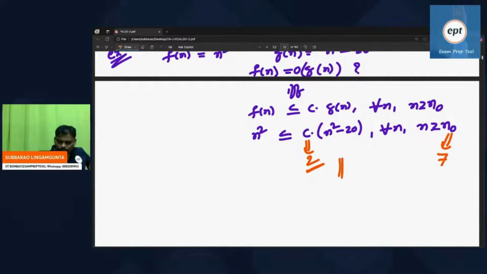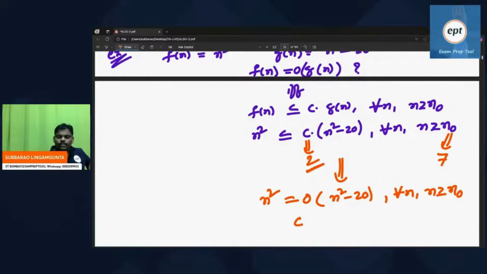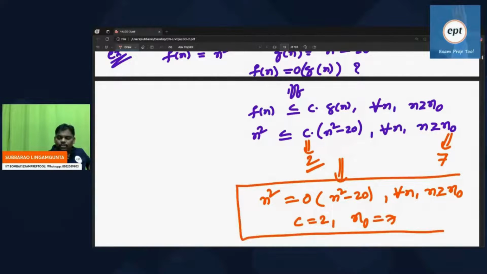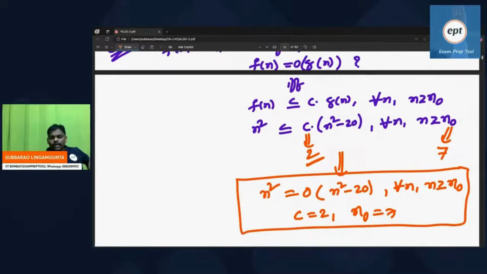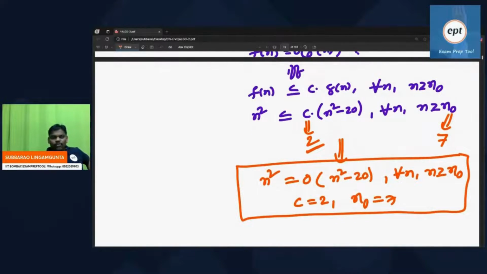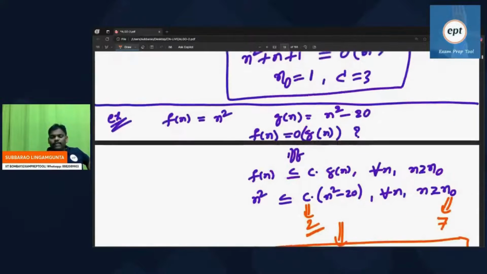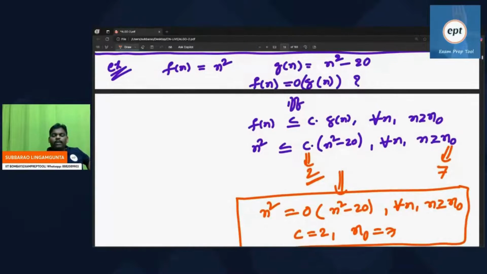Because the condition holds good, let me write it now. n square is big O of n square minus 20, correct for all n where n is greater than or equal to n0, where C is equal to 2 and n0 is equal to 7. From there onwards it works. Remember, for C and n0, there may be so many pairs, not just one. Comparing left and right, right will be bigger by taking the help of a constant. That is called big O.